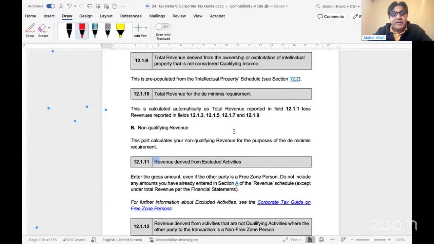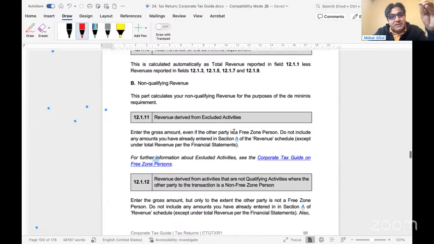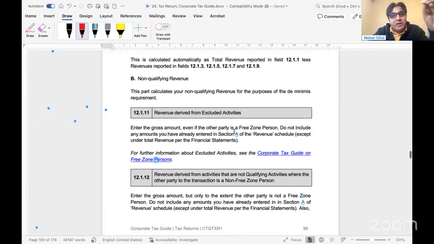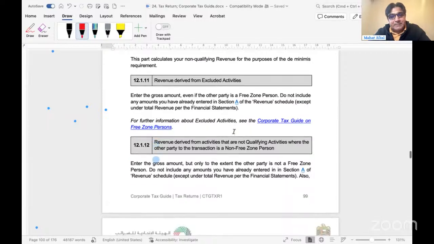Total revenue from the de minimis requirement. De minimis revenue we already discussed. What is the portion? Which income will fall under the de minimis? We have already discussed. Revenue derived from excluded activities. How many excluded activities are there? I think 5 or 6. How much revenue is being derived from there? Revenue derived from the excluded activities will be non-qualifying revenue. It will be considered for the de minimis purposes as well. We have already discussed this on the slide.